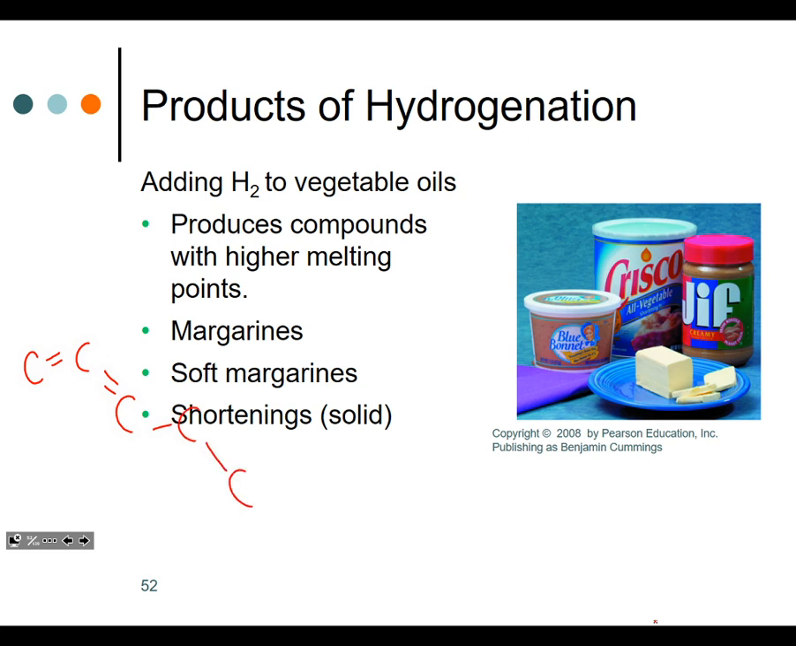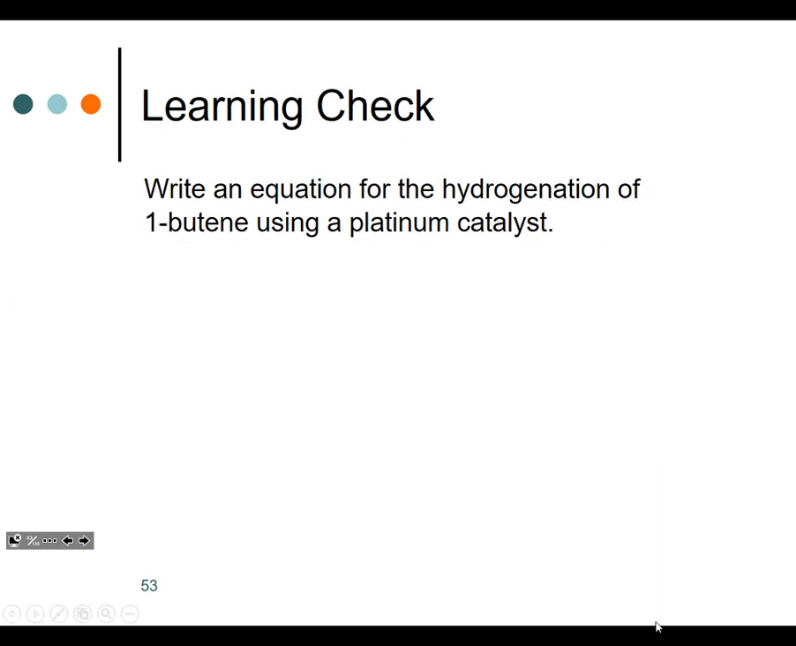And what happens is that it doesn't solidify as easily. It stays in a liquid form at room temperature, which is good for us because we don't want that to solidify in our arteries. But when you take away those double bonds, you get just a straight line. And when you get these straight lines, they can solidify and pack down on each other. And that's what can clog your arteries. So hydrogenation is really not that great for us, as far as food goes. But anyways, that is hydrogenation.